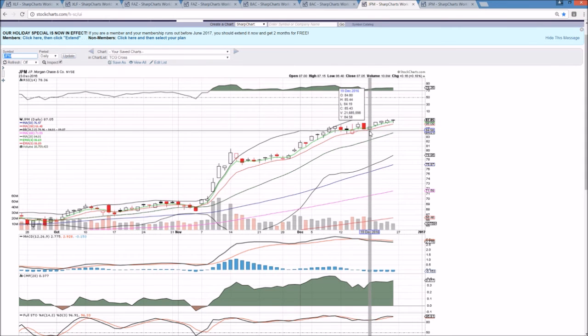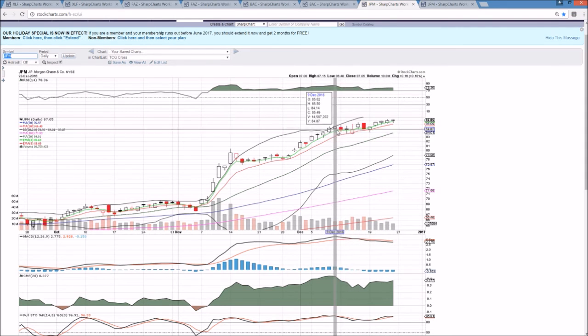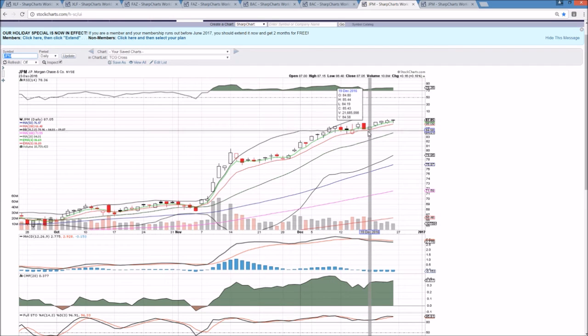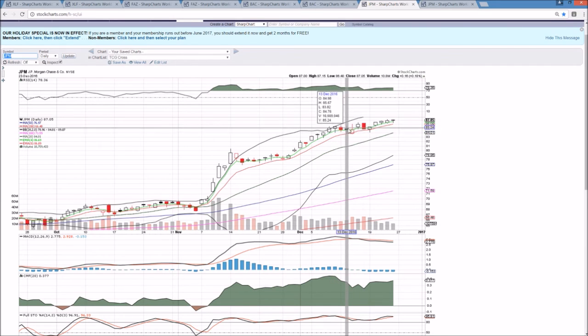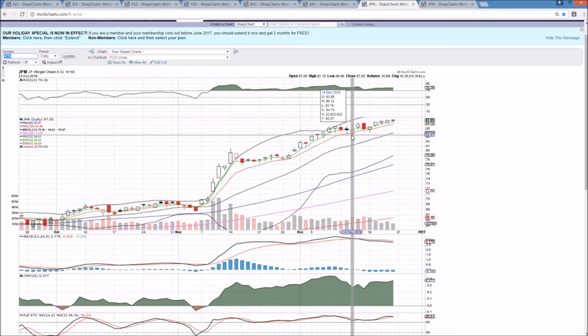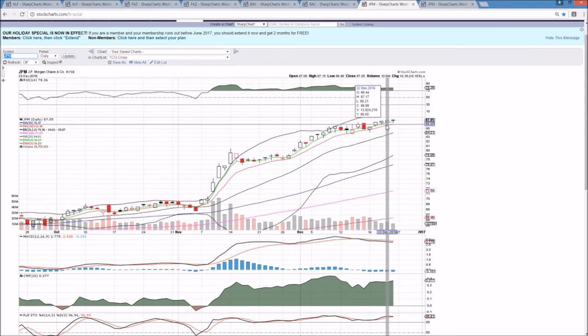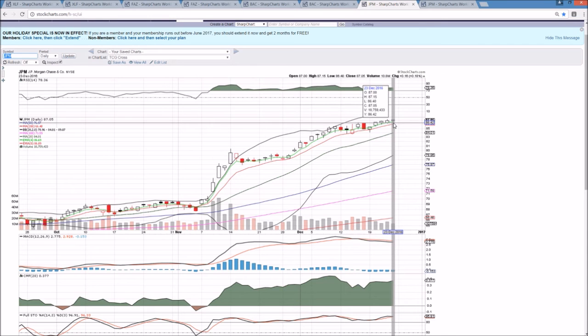Key support is 84.19 and 83.76, the low of this consolidation. As long as every time we consolidate, we form a higher low compared to the previous consolidation, the uptrend is still intact. So all-time high, 87.17. We topped out at 87.15 on Friday.